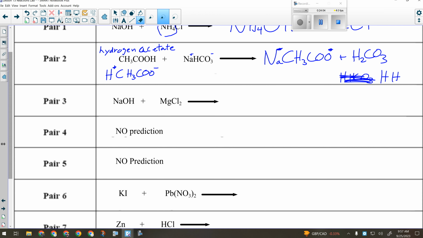If I wrote the hydrogen carbonate like this, I have one hydrogen carbonate here, one hydrogen carbonate here, one sodium, one hydrogen, one acetate. Everything is already a 1 on that.